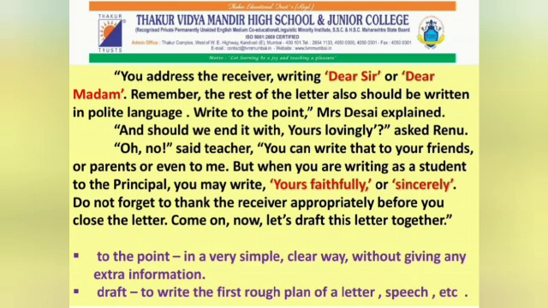Mrs. Desai replied, Oh no. Then she explained to the students, in a formal letter we write yours faithfully or sincerely. We do not write yours lovingly. Yours lovingly is written in an informal letter, the letter written to your friends or family members. And now she asks the students to draft the letter. Draft means to write the first rough plan of the letter.